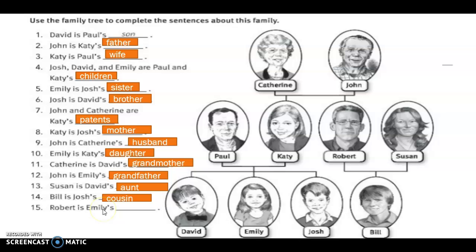Robert is Emily, David, and Josh's uncle. And that's our homework. We have to see the relationship between these family members. So thank you very much.